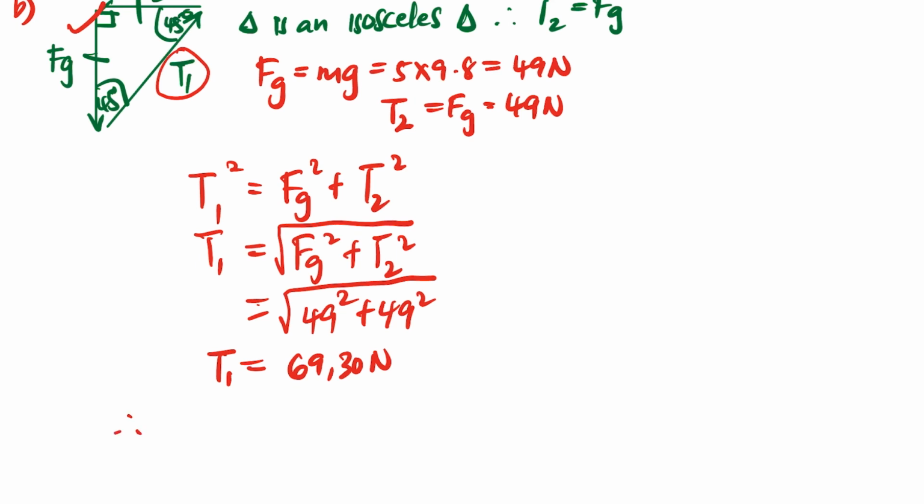Therefore, we conclude and say T1 is 69.3 newtons and T2 is equal to 49 newtons. We're done with that question. It's as easy as that.